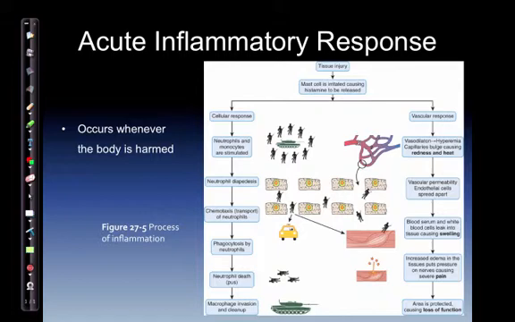Acute inflammatory response. This is figure 27.5. The process of inflammation occurs whenever the body is harmed. So up here, tissue injury. Immediately on the cellular area, mast cells cause a release of histamine. We get a cellular response. White blood cells are activated.